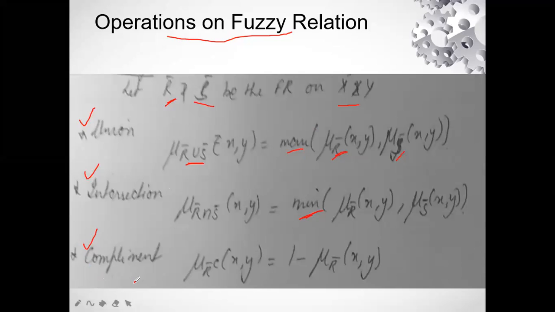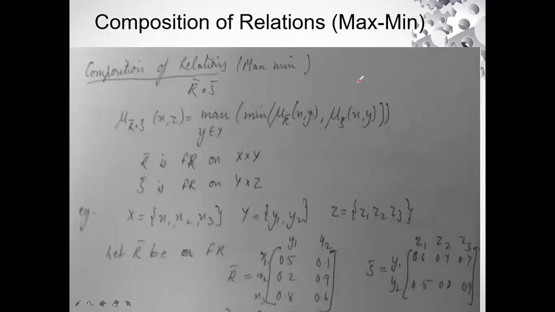Now moving further, we have complement. Complement is the next operation in which we just do one minus that particular relation. So we have mu R bar complement, that is C in subscript, (x, y) is equal to 1 minus mu R bar (x, y). I don't think we have to explain it in detail. You must have understood.